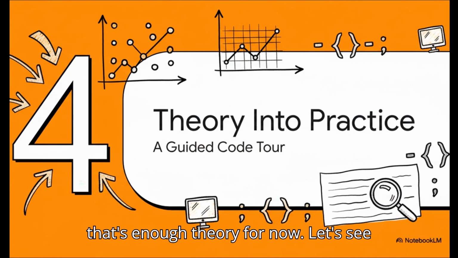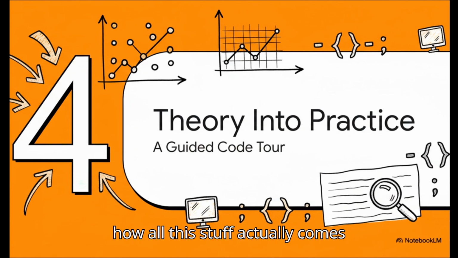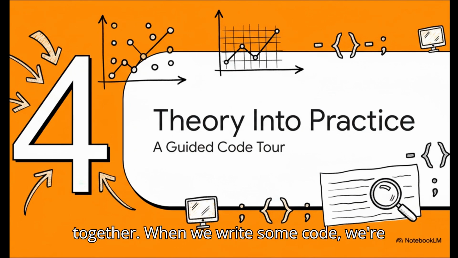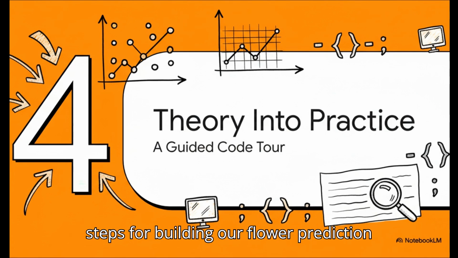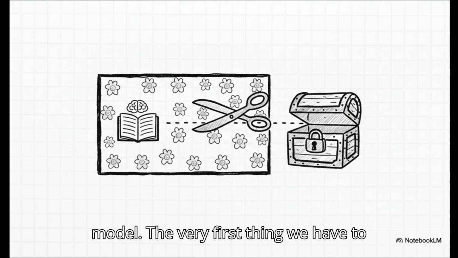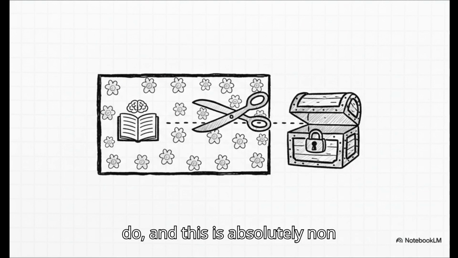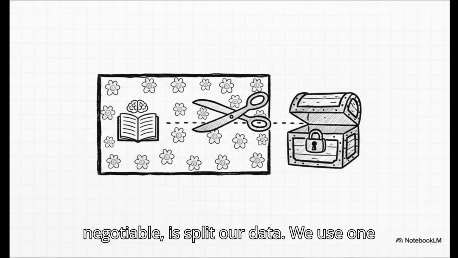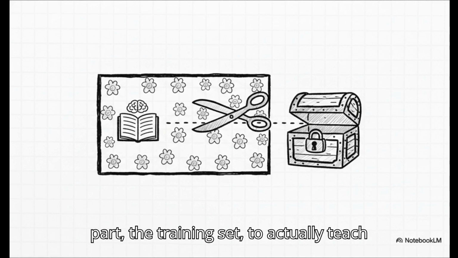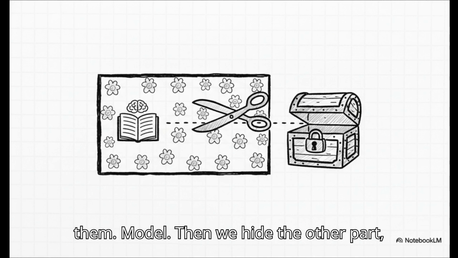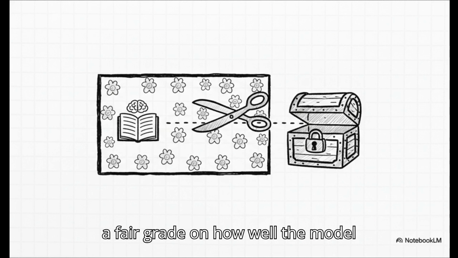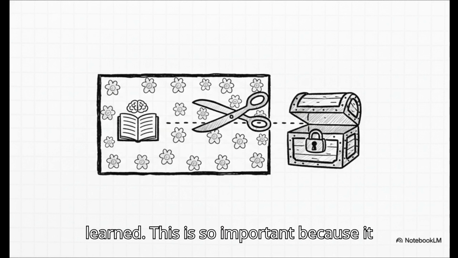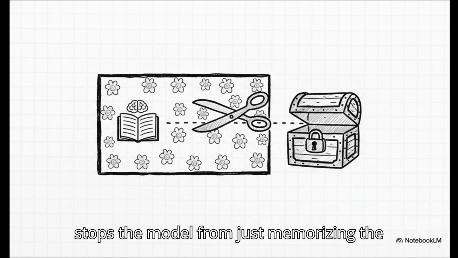All right, that's enough theory for now. Let's see how all this stuff actually comes together when we write some code. We're going to walk through the most important steps for building our flower prediction model. The very first thing we have to do, and this is absolutely non-negotiable, is split our data. We use one part, the training set, to actually teach the model. Then we hide the other part, the testing set, and use it later to get a fair grade on how well the model learned. This is so important because it stops the model from just memorizing the answers instead of learning the actual patterns.